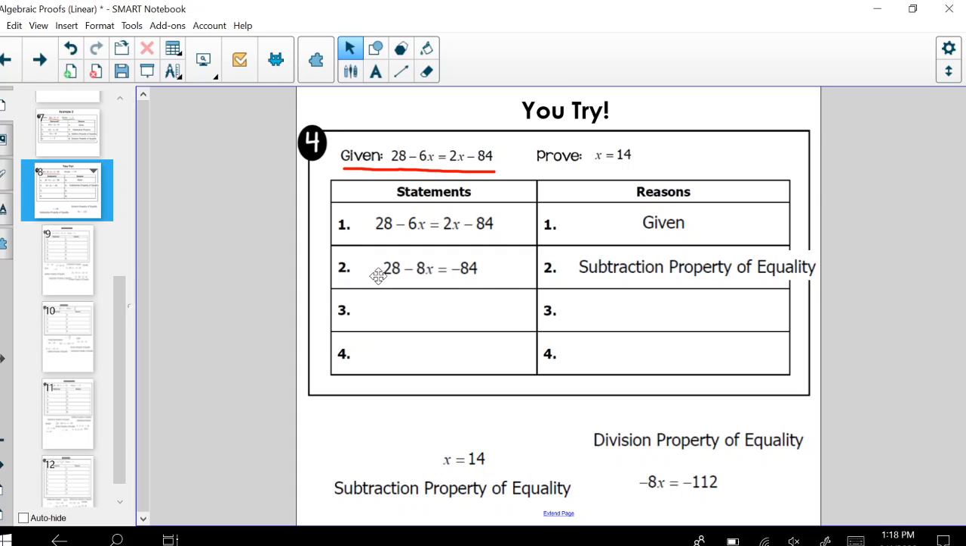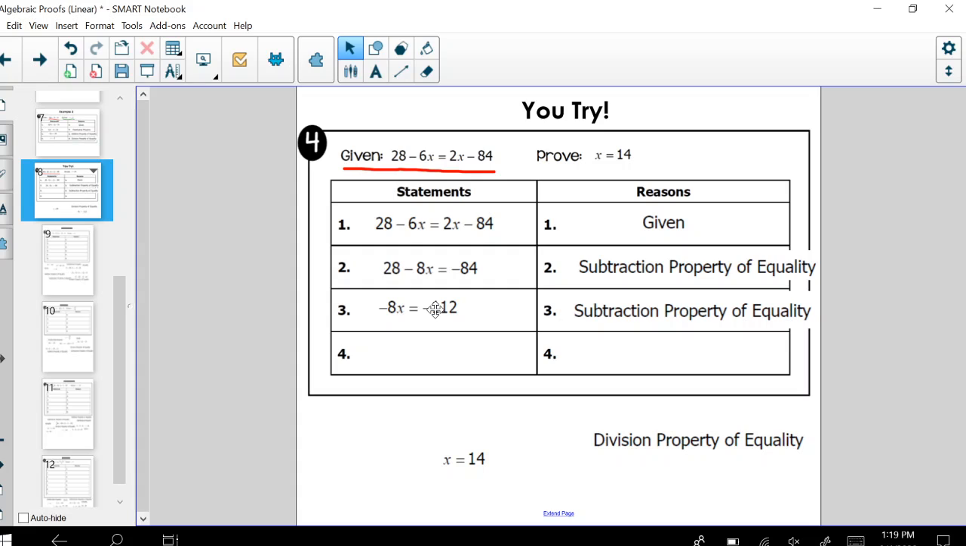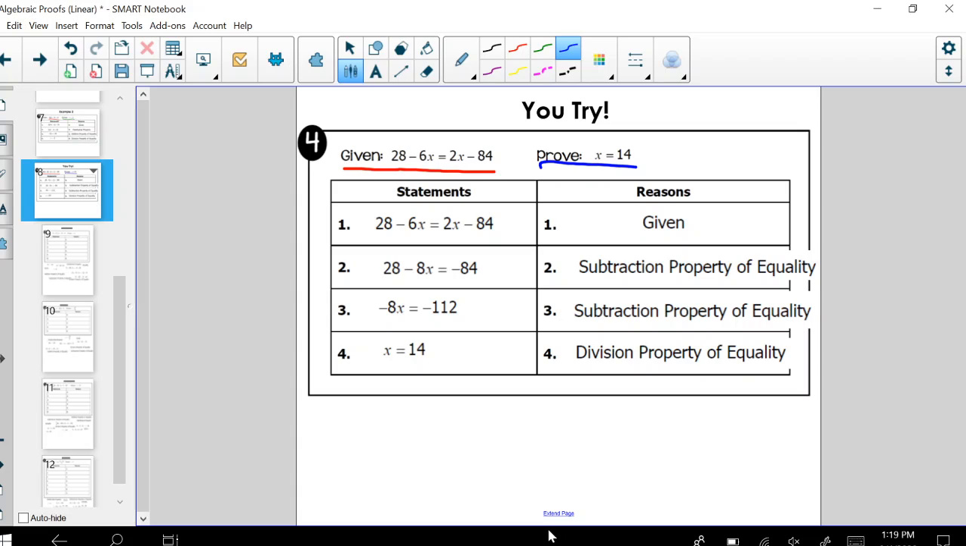So now from here, my next step in isolating that x is to get rid of the 28 out front. So I'm going to do that by subtracting 28 from both sides. It would be my subtraction property of equality again. And I'm left with negative 8x equals negative 112. And again, now we're down to the last step where we have to prove that x equals 14. So I can say that x equals 14 because once I divide both of those sides by negative 8, I end up with a positive 14. That would be my division property of equality.